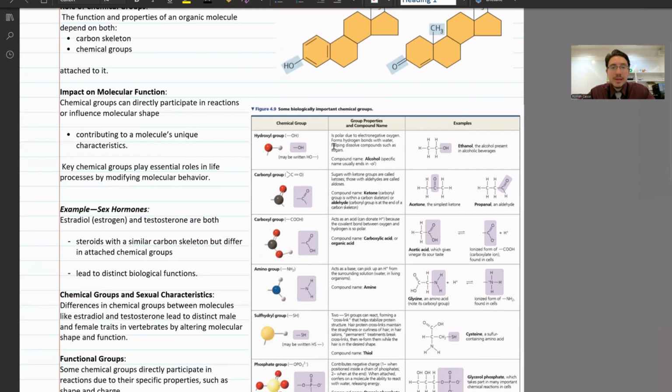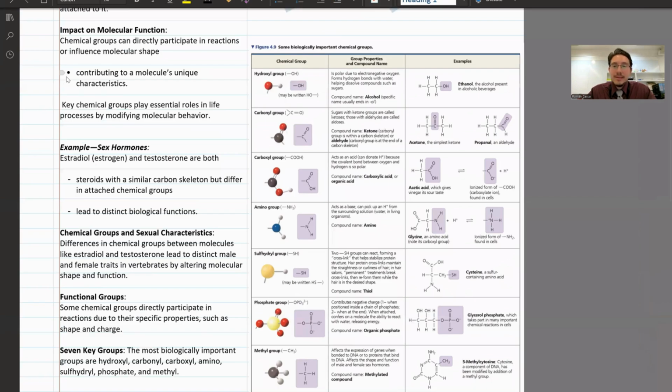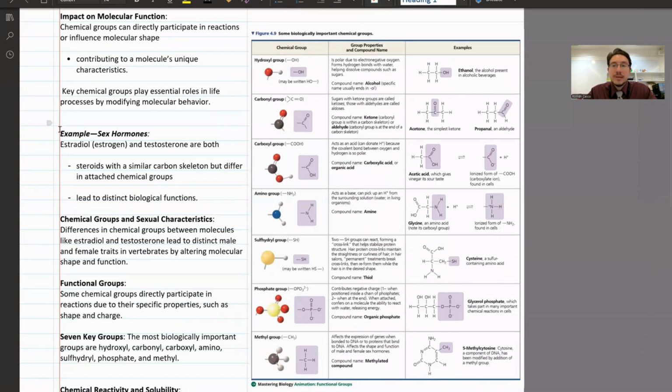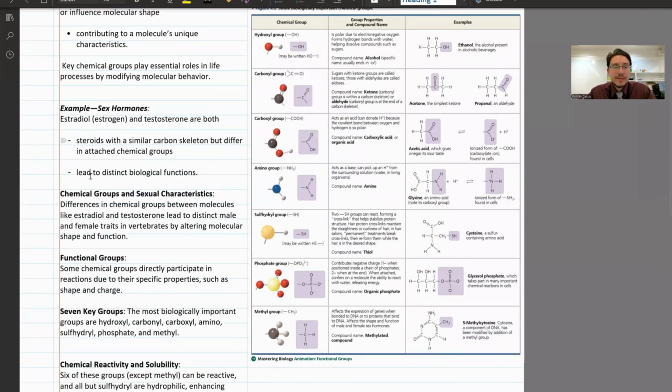Let me go down, and here's a little table for you to see on the chemical groups. Impact on molecular function: chemical groups can directly participate in reactions or influence molecular shape. Very important. They contribute to the molecule's unique characteristics. And there are key chemical groups that are essential to life and life processes because they modify molecular behavior. As I mentioned before, estradiol, which is basically estrogen, and testosterone are both steroids and they have a very similar carbon skeleton, but they differ in the attached chemical groups.